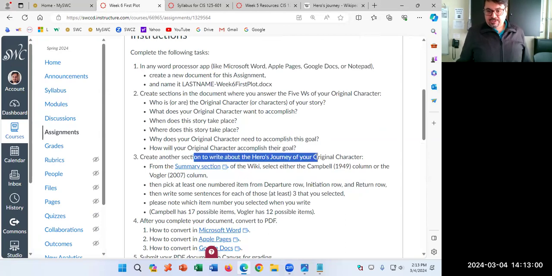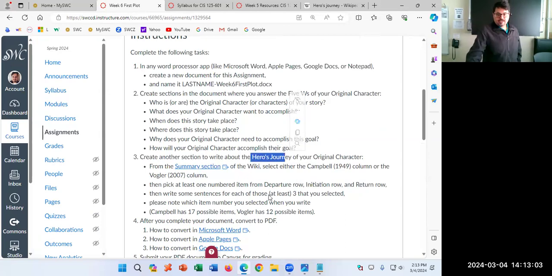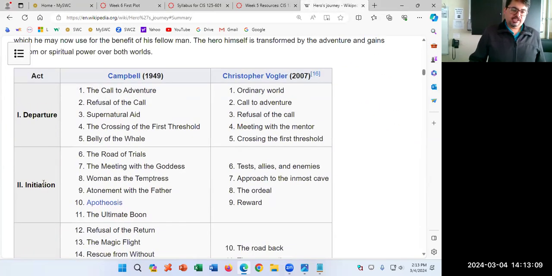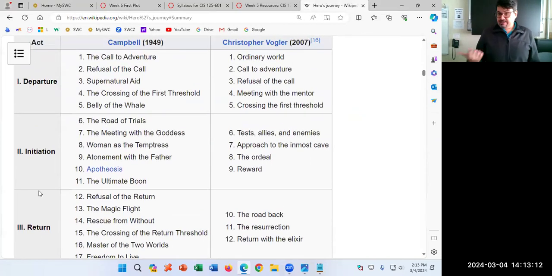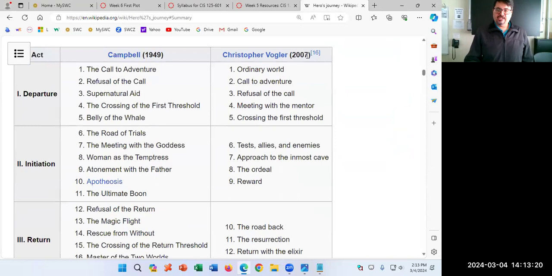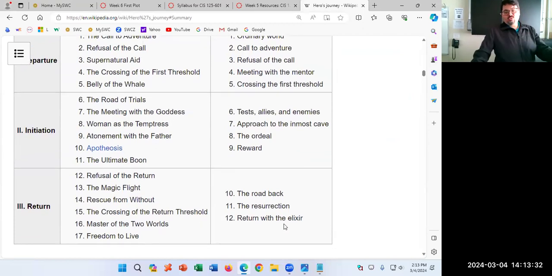Then further in that same document, from the hero's journey, you have the three big sections of departure, initiation, return. Pick one, at least one. You can do more if you want. But either from the 1949 column or the 2007 column, pick at least one of each from the rows, departure, initiation, return. You don't have to do all 17 or all 12. Pick at least one. If you want to do more than that, that's great. It won't affect the grade, but that's better for you when you do the actual work. You're going to pick at least one from each row.